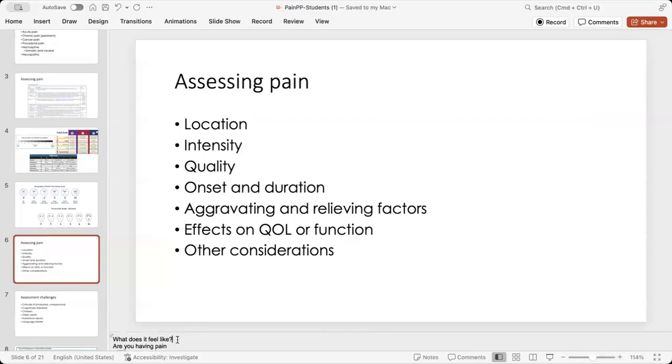What does it feel like? Describe the pain, where is it? Okay, where's the location? What makes it better, what makes it worse? Right? How long does it last? When did it start? What do you do to help with your pain? What helps it? What makes it better? Is it medication? Transferring, okay, good, what else?